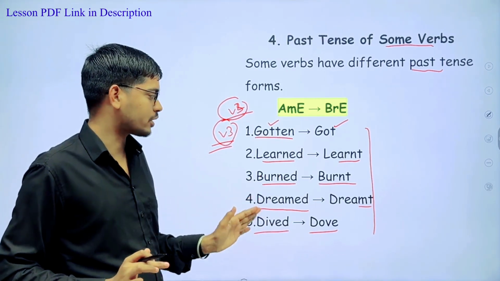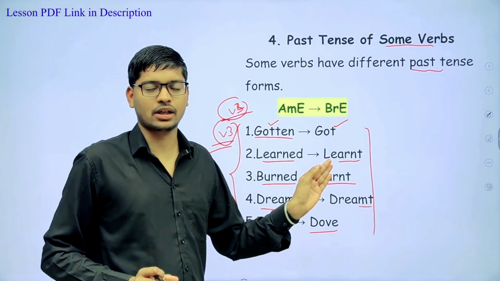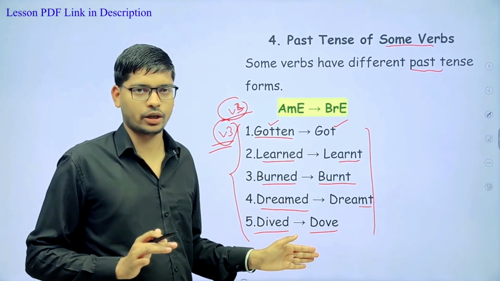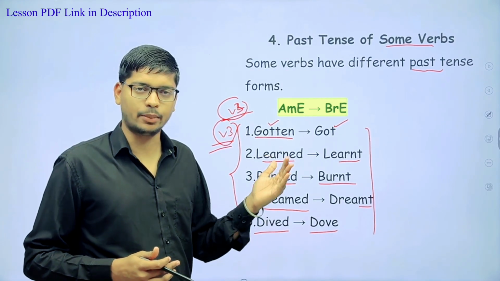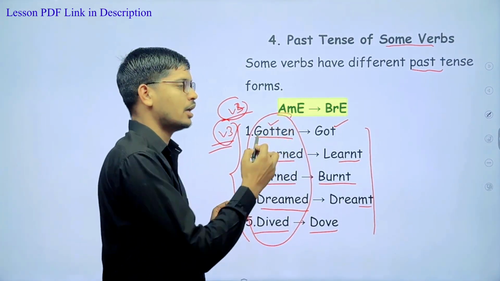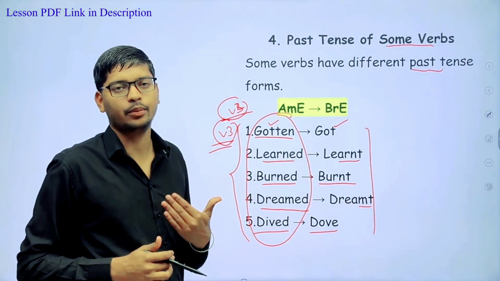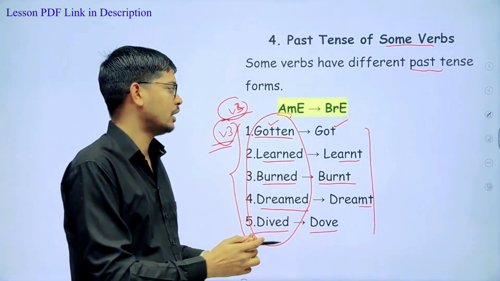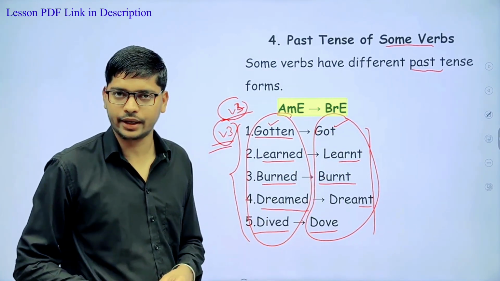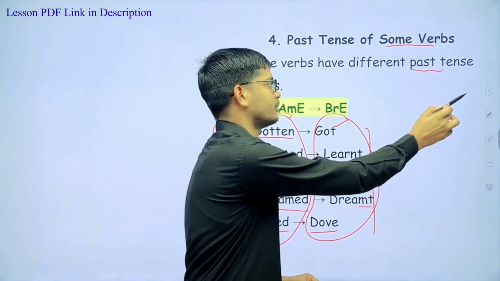So you must remember these kinds of verbs. Whenever you use these verbs, you must follow these rules. If you want to speak like an American, then you have to use these kinds of verbs, and if you speak like a British speaker, then you have to use these kinds of verbs. Okay, so guys, understand. Let's see the next difference.